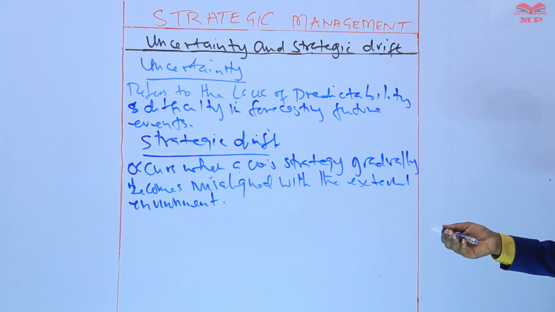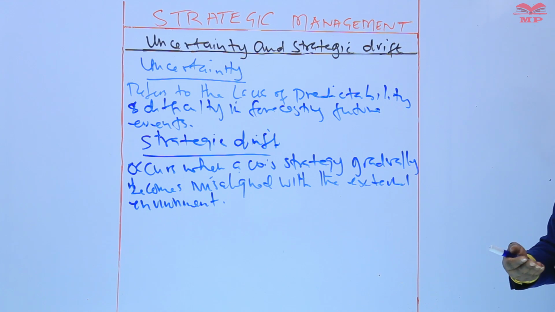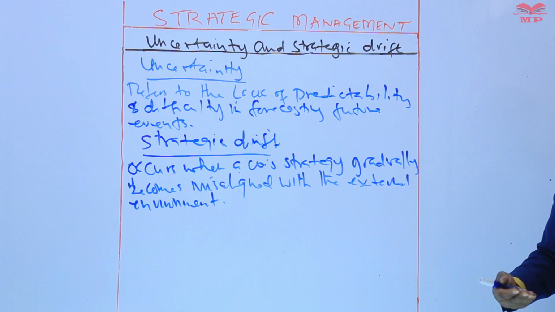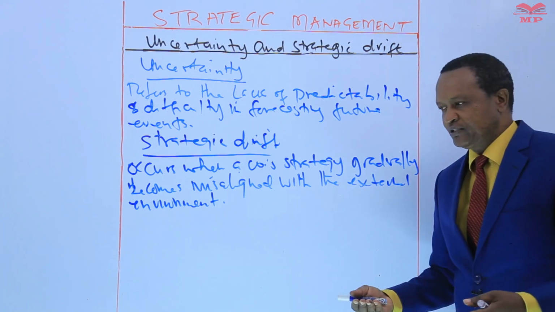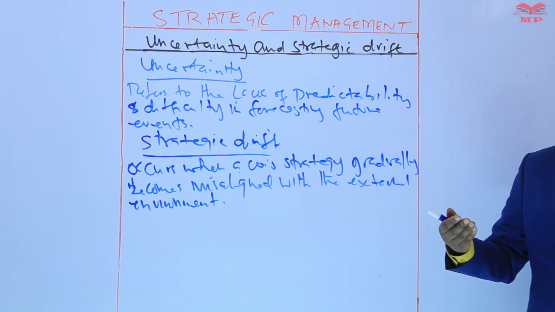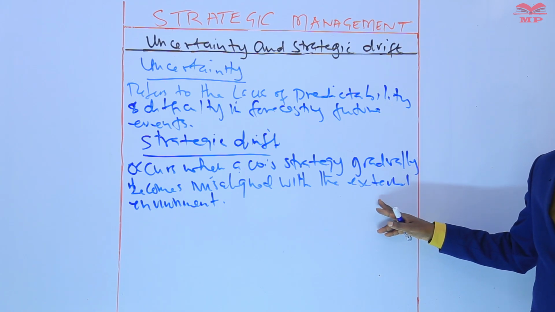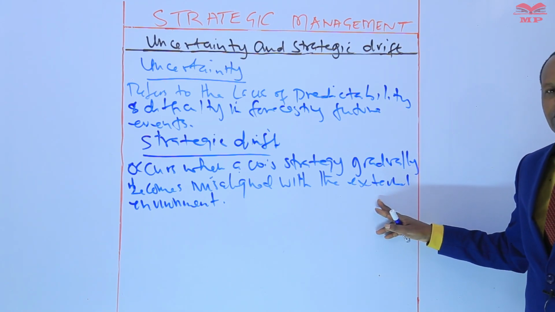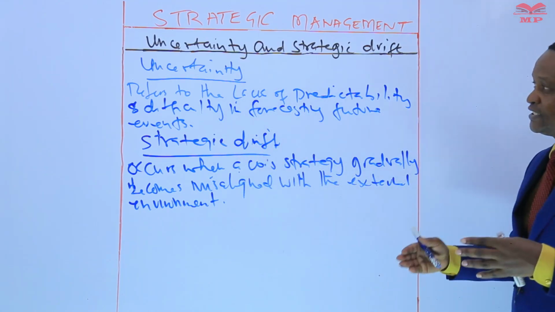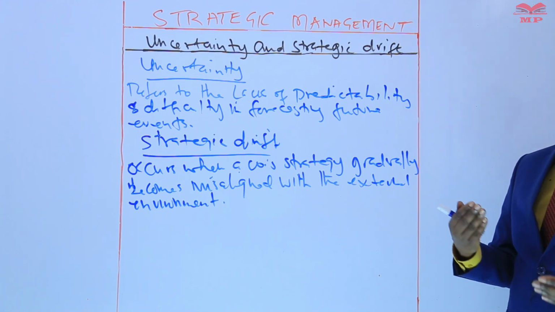Do you get the point? So when faced with uncertain situations, organizations may resort to familiar routines or familiar strategies that have worked in the past, even if they are no longer relevant or effective. And that can lead to a gradual divergence between the company's strategy and the changing external environment, resulting in strategic drift. So that is the relationship between uncertainty and strategic drift.